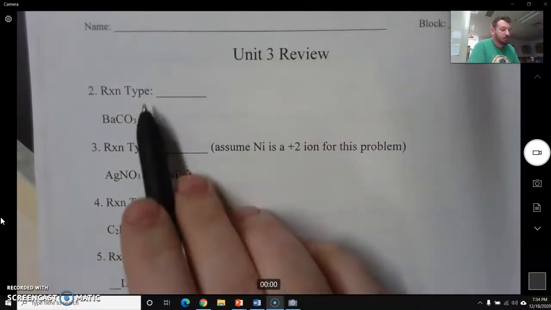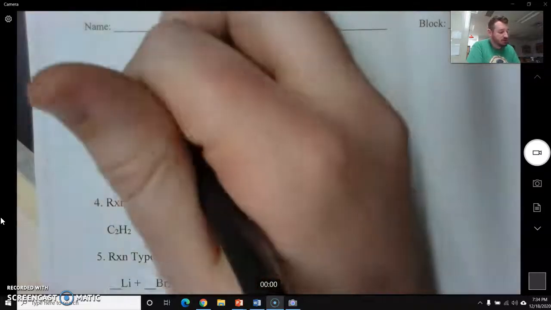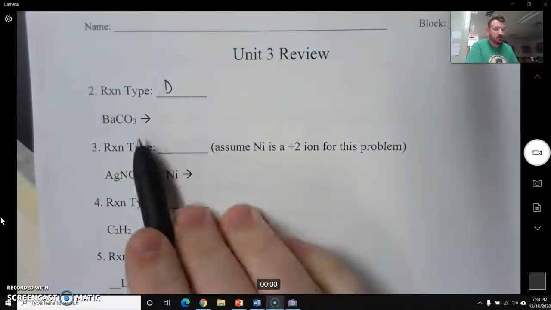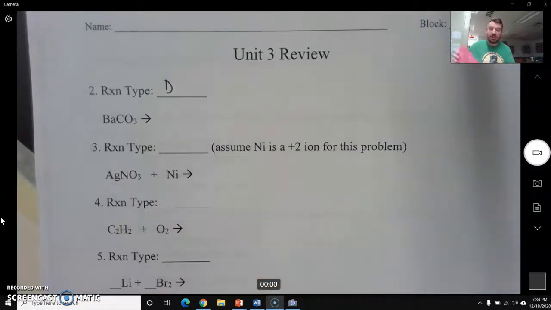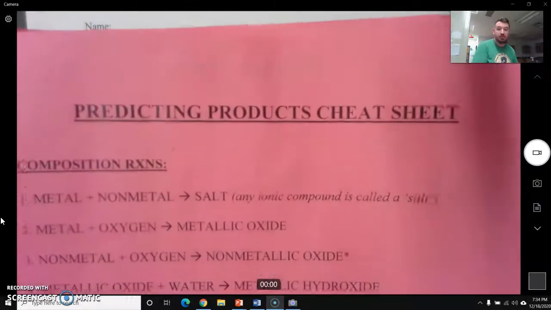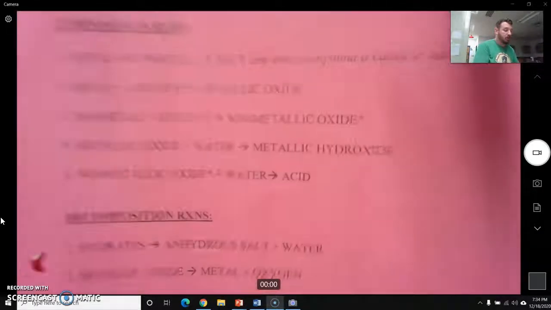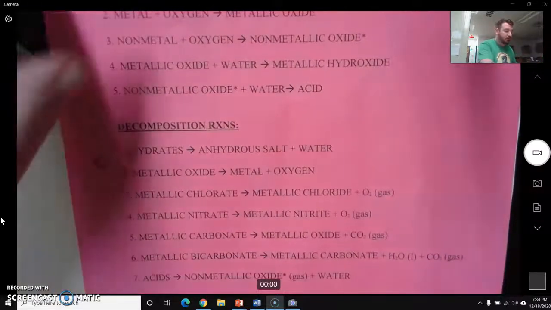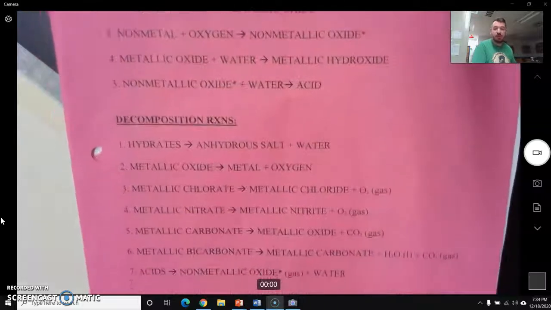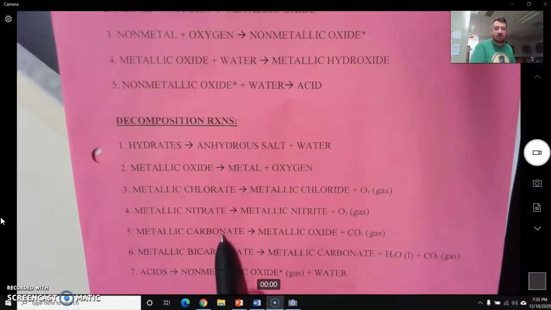All right. So looking at this type of reaction, I knew this was a decomposition reaction, right? Because I only saw it had one reactant. There was nothing else left with it to react with, so it must be breaking down. And so because it's a decomposition reaction, I know I need to use my predicting products cheat sheet. And if I look all the way down, right, at my decomps, I want to decide which one is it. So I have a barium carbonate, right? Barium is a metal, so I have a metallic carbonate. So I'm going to be using decomposition reaction number 5.